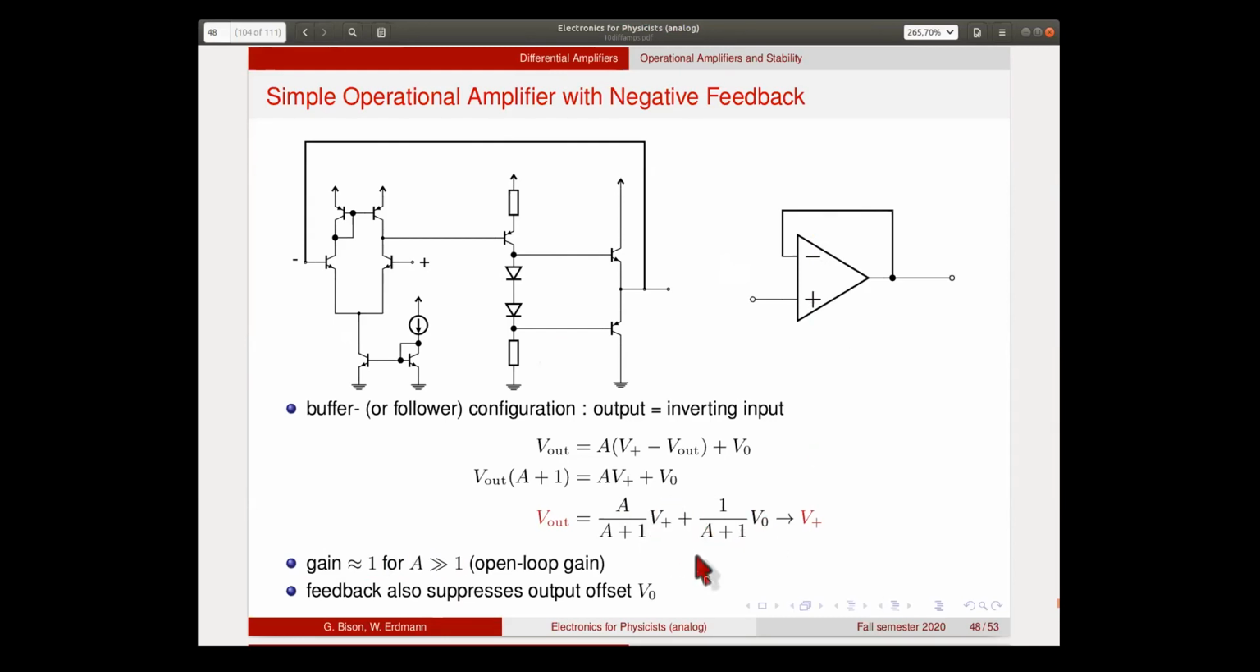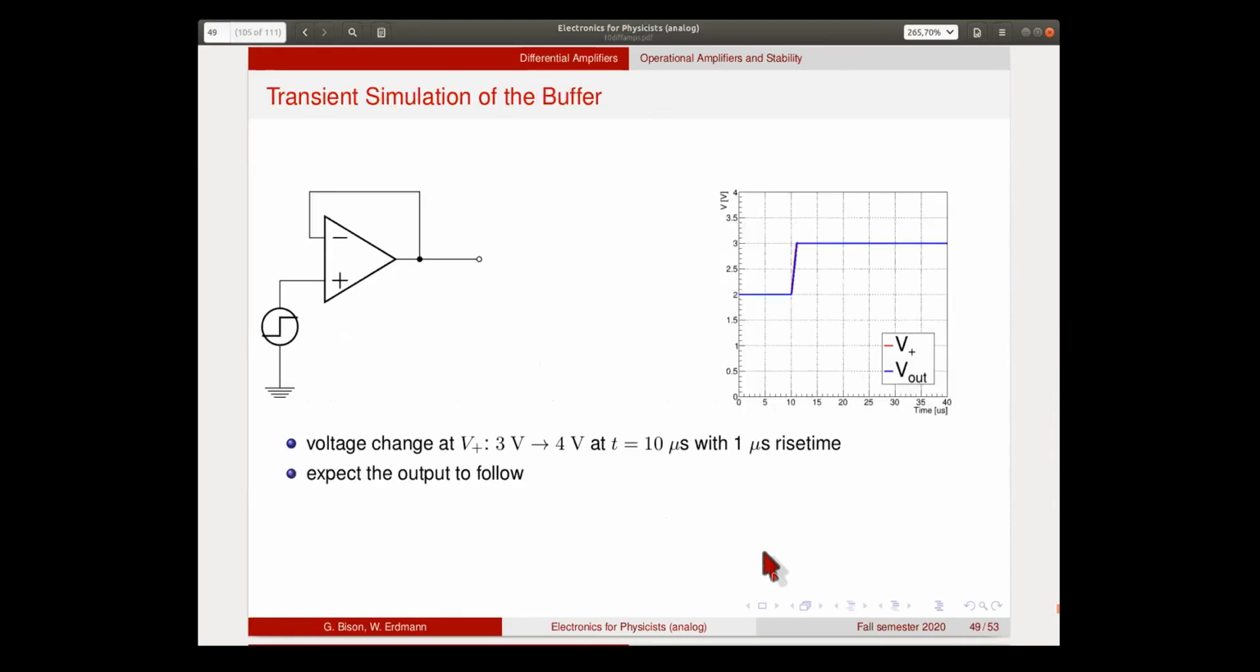The other feature of this is that the feedback also makes the offset of our amplifier irrelevant. Okay, let's see what happens when we do this not in DC, but look at the transient. So we have a voltage change here that goes from 2 to 3 volts.